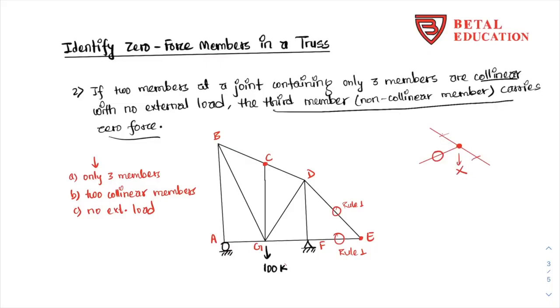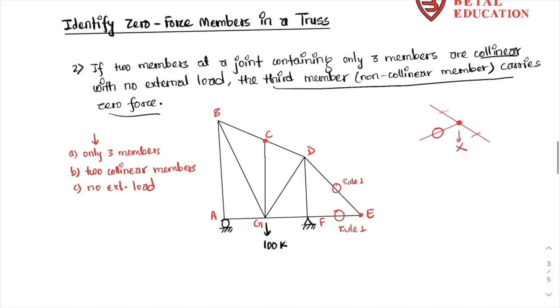So let's look at this example up here. We can clearly see joint C. Here it has members BC, CD, and CG. BC and CD are collinear, and CG is the non-collinear member. And we can see that there is no external load at this joint or node. So the member CG must be carrying zero force. So this is as per rule 2.